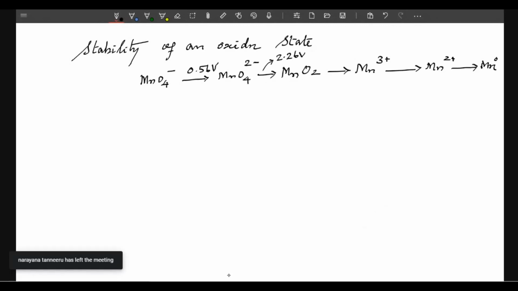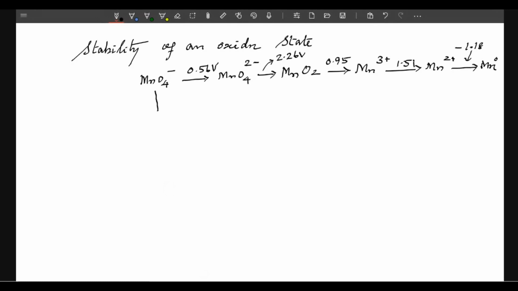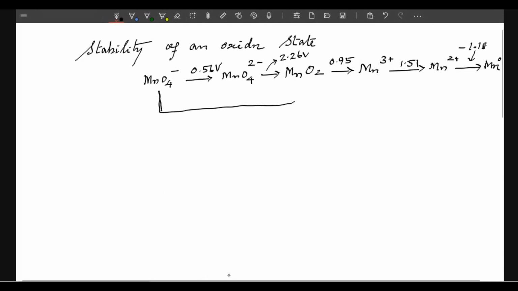And +4 to +3, 0.95 volt. And +3 state to +2, 1.51 volt. And +2 to the manganese 0, it is minus 1.18 volt. And it is the direct one. And you may also be given, if it is converting from +7 state to +4 state directly, then you should put the arrow from here to here. The potential involved is 1.7 volt.